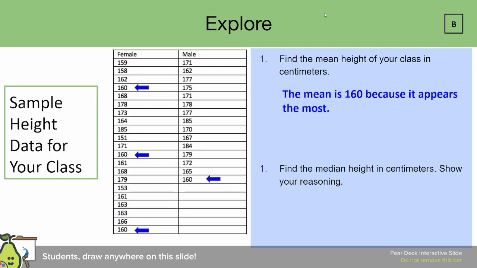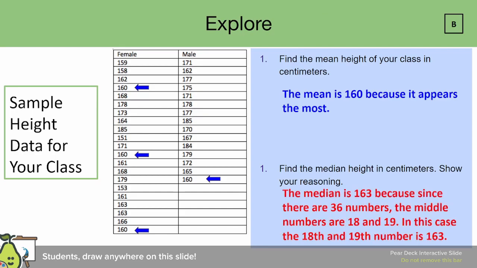So let's see what we have here. This student said the median is 163. Because since there are 36 numbers, the middle numbers are 18 and 19. And in this case, the 18th and 19th number is 163. So what do you think about that? Please pause the video and let me know.